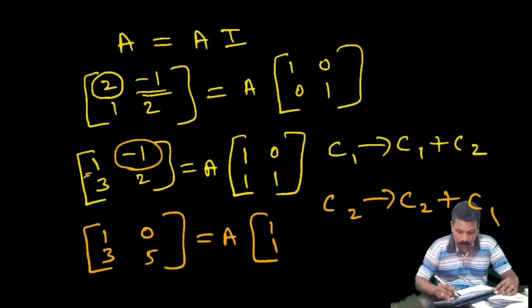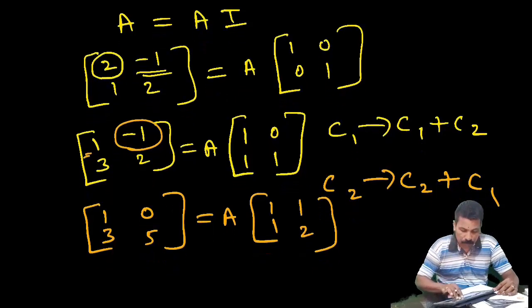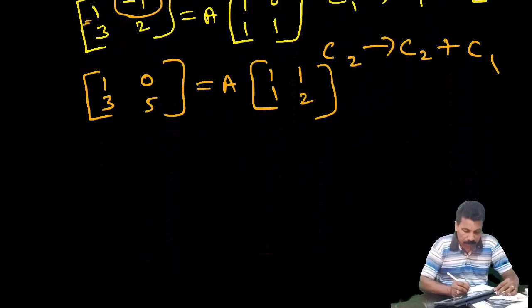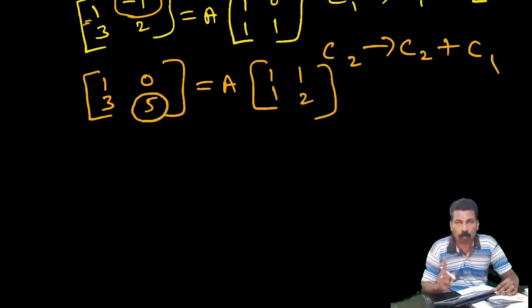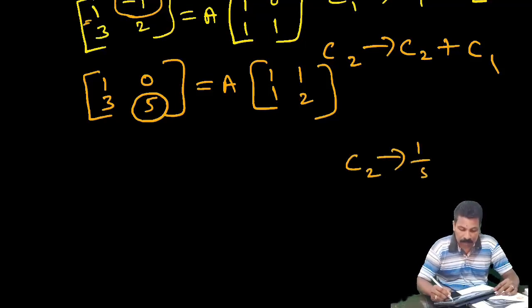Second, 1 plus 0, that is 1, then 2, like this. Again, what we have to do? We have to bring this place 1. So, for that, C2 transformed as 1 by 5 C2. So, what will happen? Let us see.